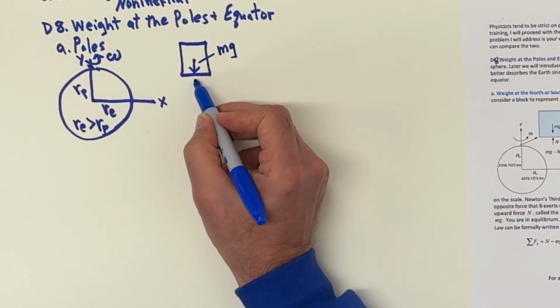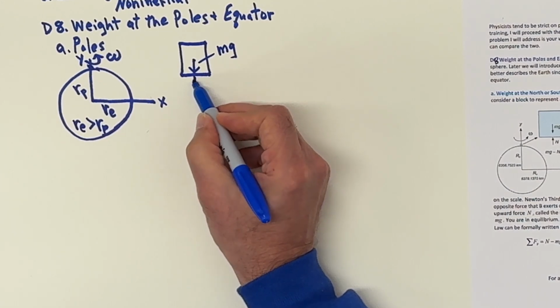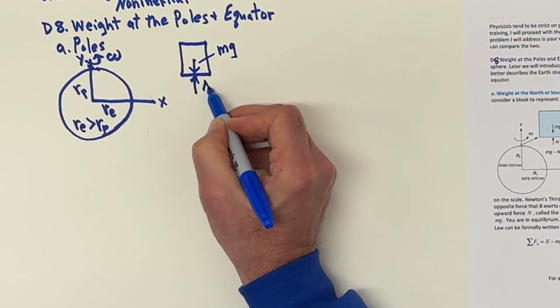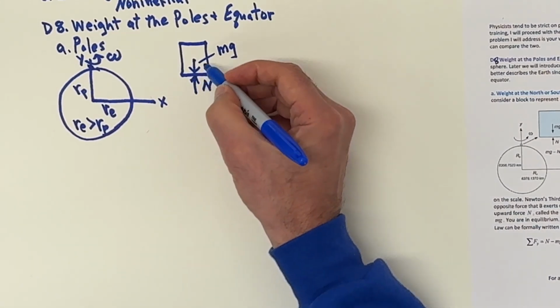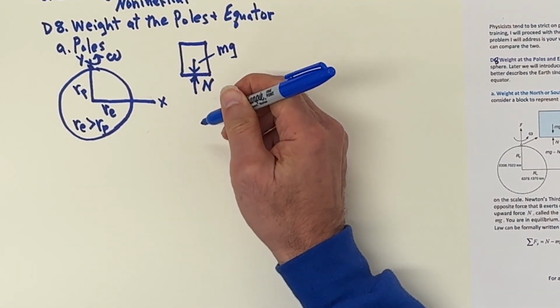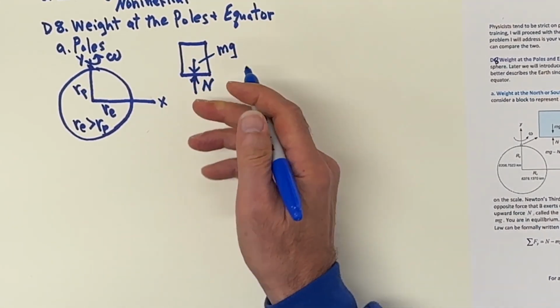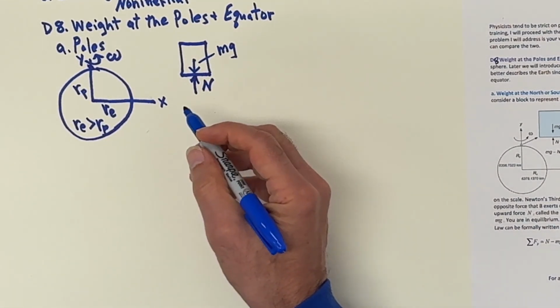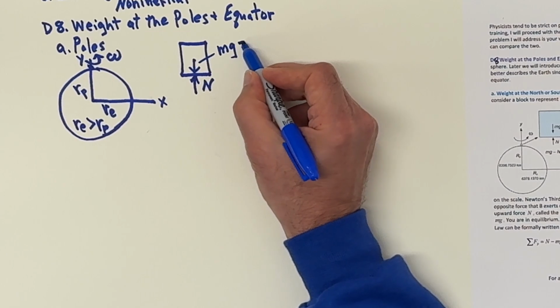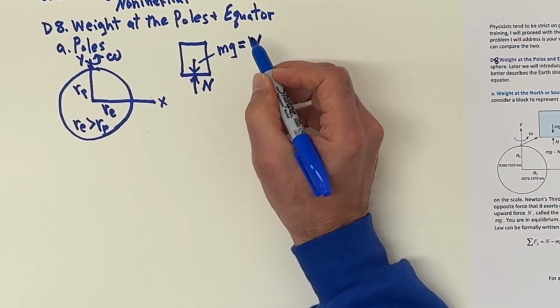But since you're sitting on the Earth, there's a normal force of the Earth, the ground, pushing you up so that you don't penetrate into the Earth and you don't levitate. So there's a cancellation of the forces. So the mg is the weight.